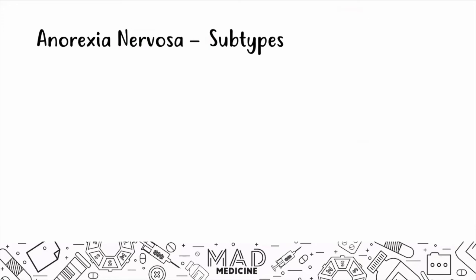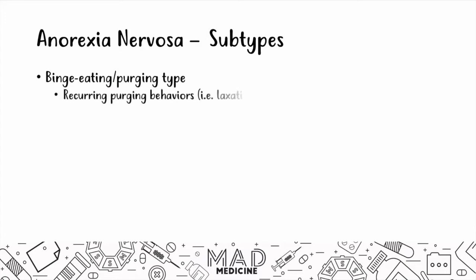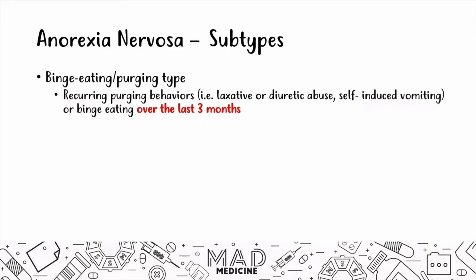Now, there are two main subtypes you need to be aware of when it comes to anorexia. The first is a binge eating and purging type. This is very similar to bulimia, and we're going to talk about that in a bit. But in the binge eating and purging type, a patient is going to recurrently purge the food they eat. They're going to binge eat, and then they're going to purge. They're going to eat a lot, and they're going to purge. And this could be through a laxative, through diuretics, or through self-induced vomiting, okay?